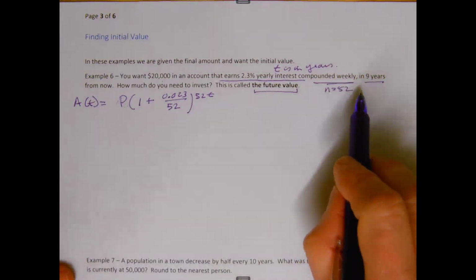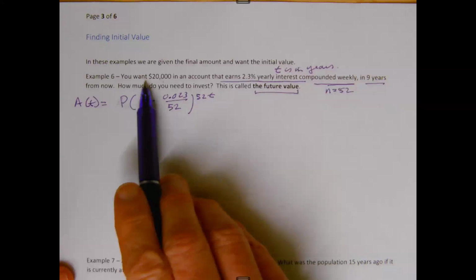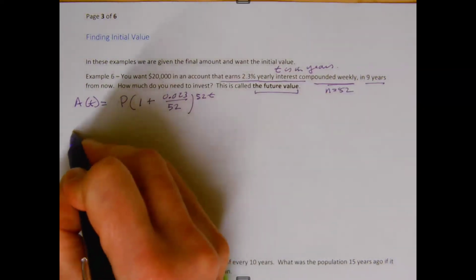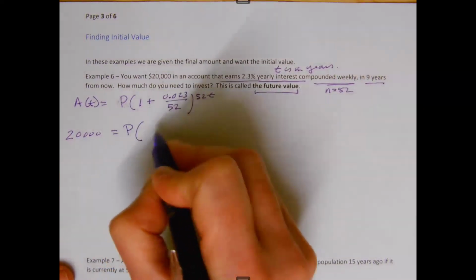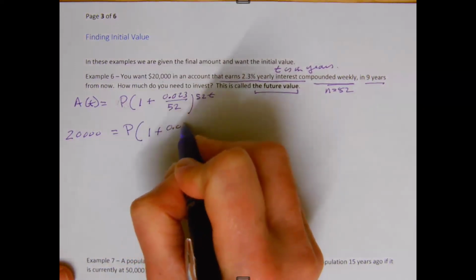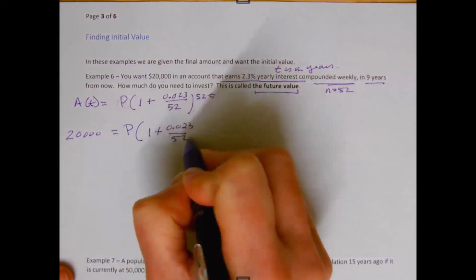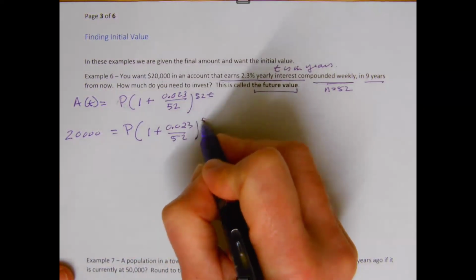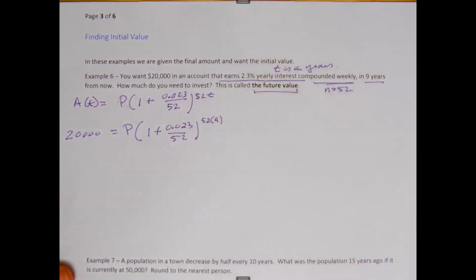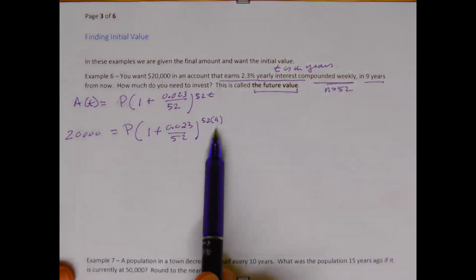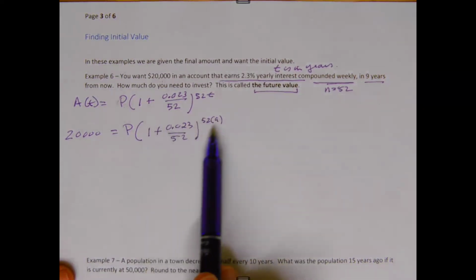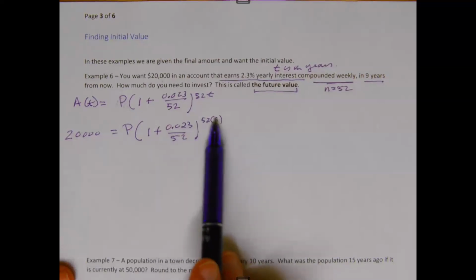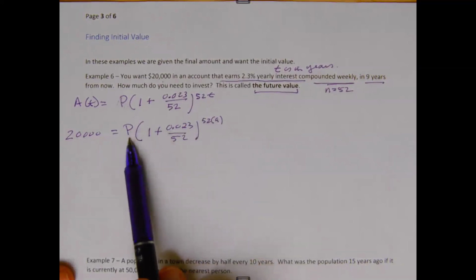So now what do I want? How much do you need to invest if I want $20,000 9 years from now? So now I want this number to be 20,000. What I don't know is that P, and this should happen 9 years from that starting position. So now I need to solve this. But if you look carefully, this is not exponential anymore. That whole thing is a constant, just a number. So I have a number times P equals 20,000.